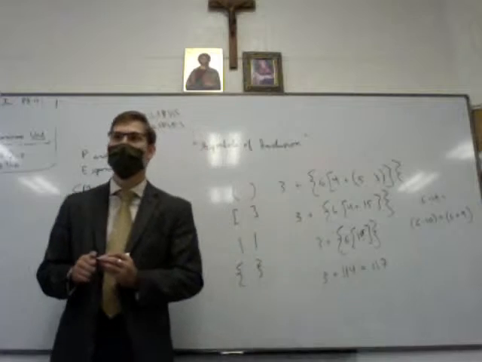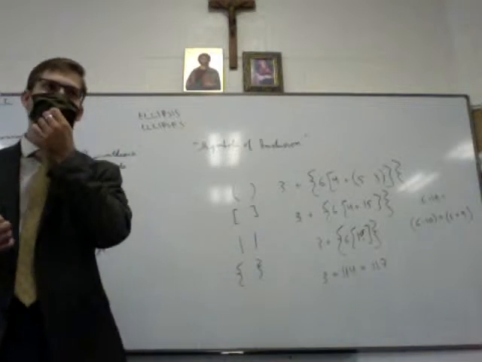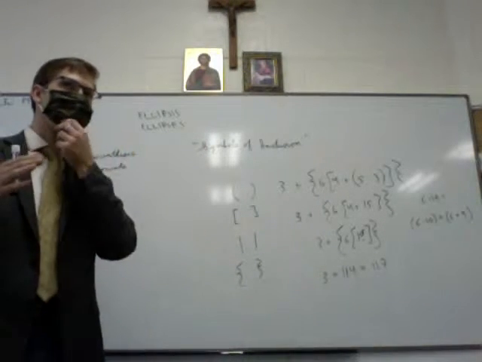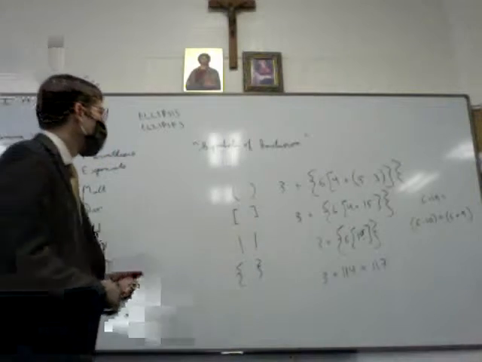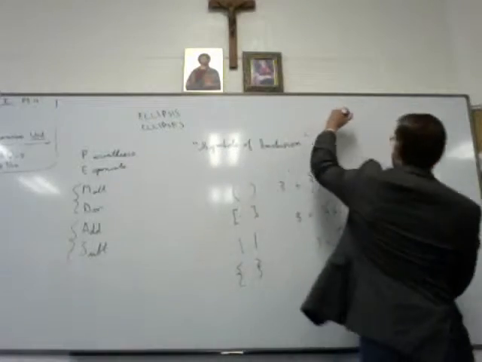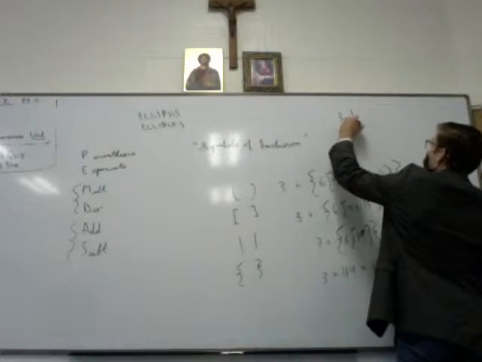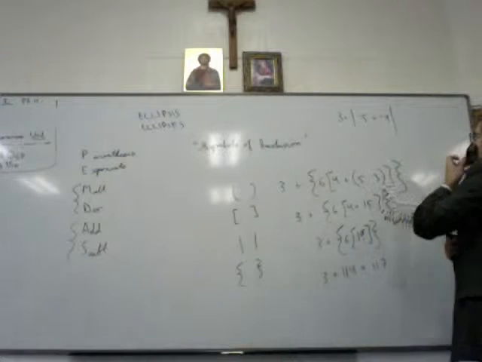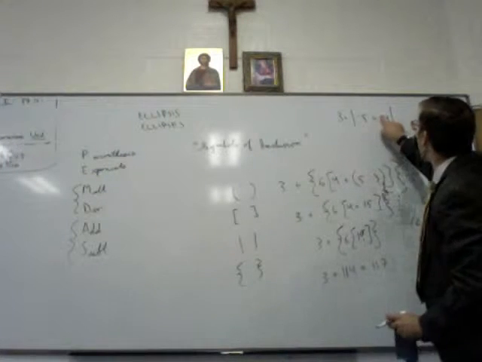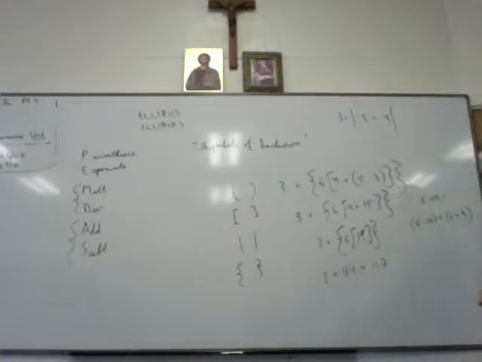The absolute value pipes count, not only do they tell you to take the absolute value of the thing that's inside, but first they count as parentheses. So if, for example, we have this, let's see, 3 times the absolute value of negative 5 plus 4. What do we do first here?